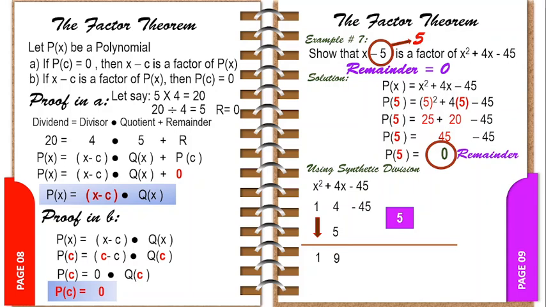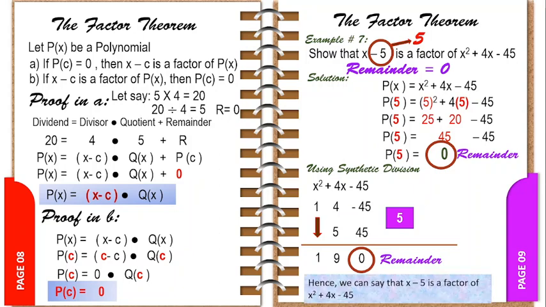The number on the third row, or the numbers after the long line, is to be multiplied to the multiplier 5. So 9 times 5 is 45. Then adding negative 45 and 45, the answer is 0. Okay, take note that when you add opposite signs, just subtract your absolute value. So 45 minus 45 is 0. Hence, the remainder is 0. So we already show that x minus 5 is really a factor of the given polynomial.